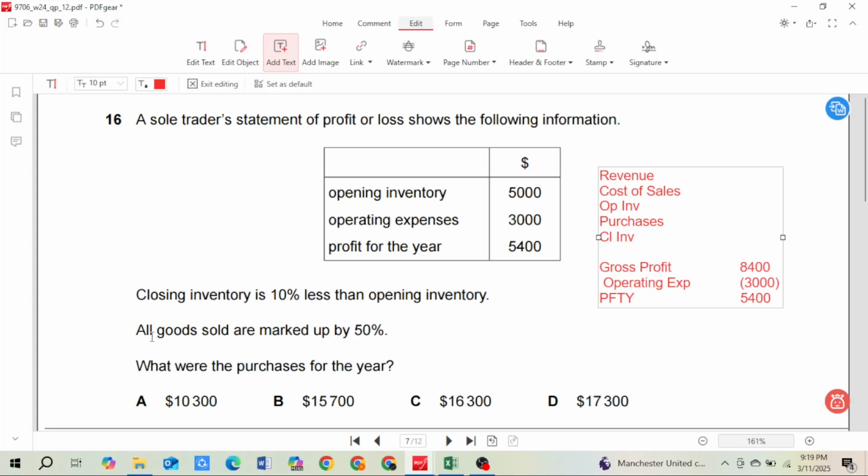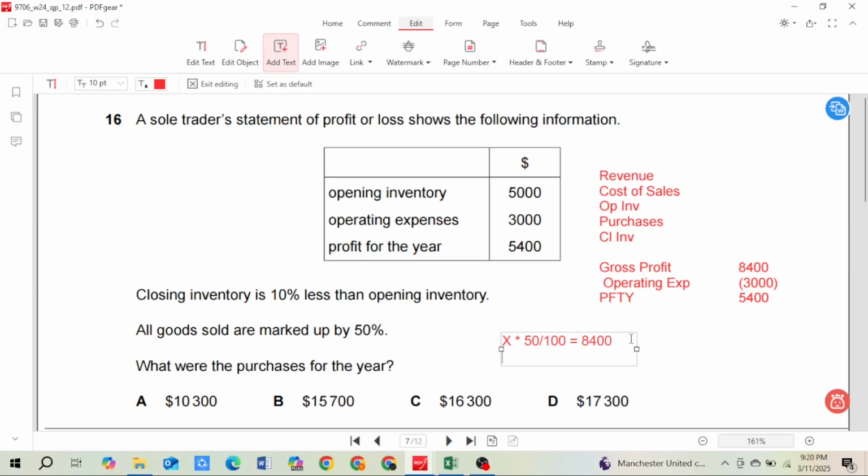So cost of sales is, all the goods are sold at a markup of 50%. That means whatever the cost I had, I sold that inventory and made a profit of 50% of that cost. Okay, so if my cost is X, and then if I calculate 50% of it, it should be equal to 8400.